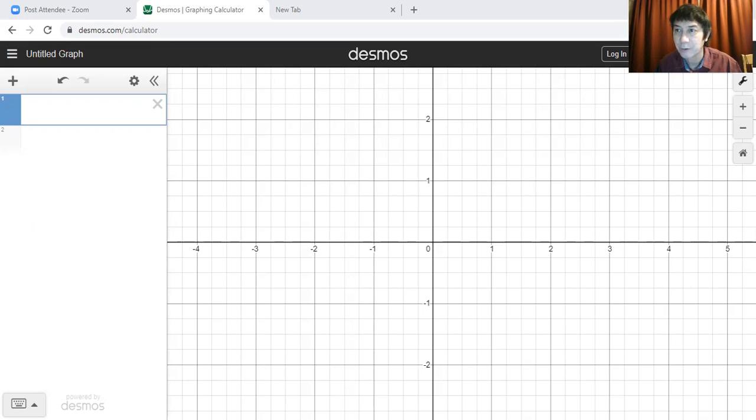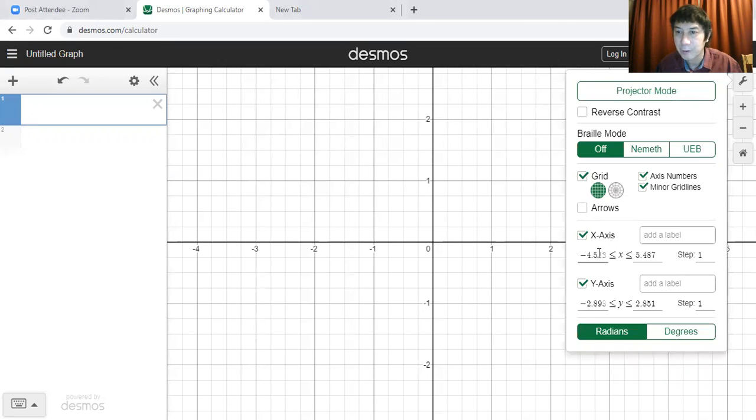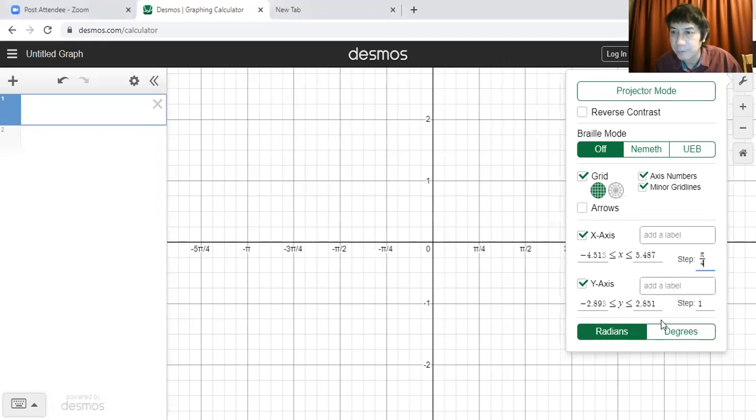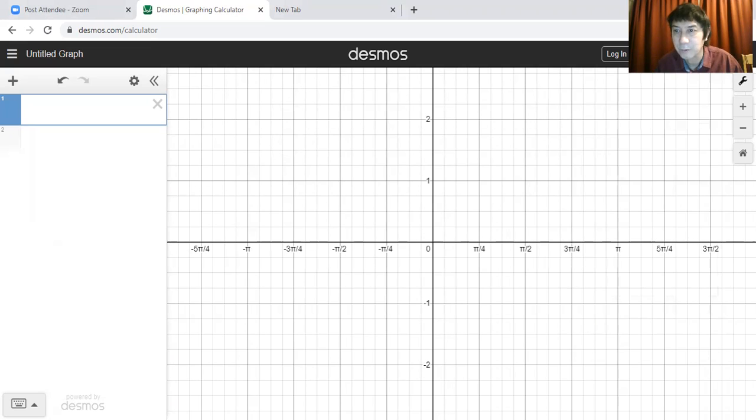So you're going to make use of the wrench at the upper right side of the screen and click that, and then with the x-axis step increment, we shall make use of the pi over 4 there. That is 45 degrees, and this is pi over 4 radians. Now make sure you are set to radians. Make sure the radians is in the green color, and then you click the wrench again to extinguish the menu.